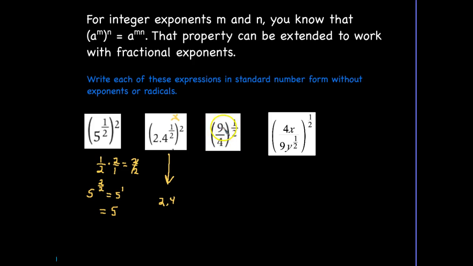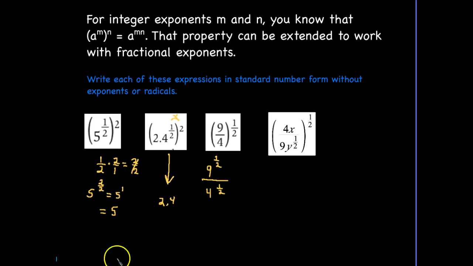But what about the third one? Now we have a quotient, 9 divided by 4. But if you remember your properties of exponents, we take the power and we apply it to each number, to the numerator and then to the denominator. So we could rewrite this as 9 raised to the 1/2 power over 4 raised to the 1/2 power.